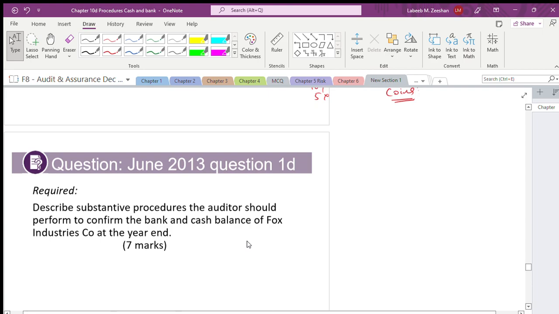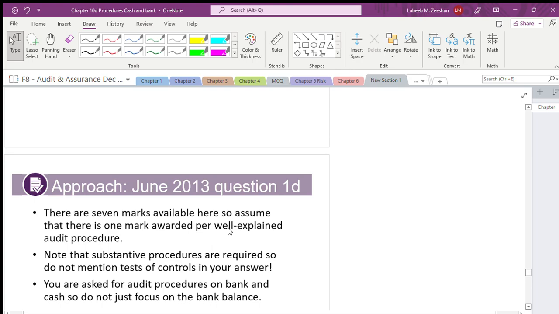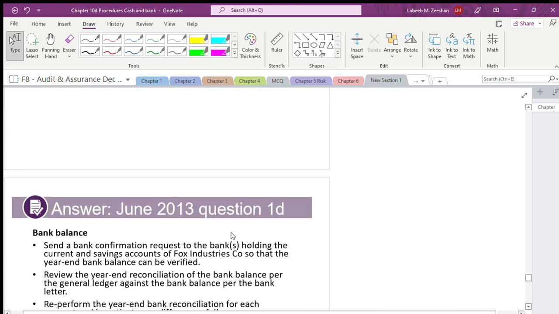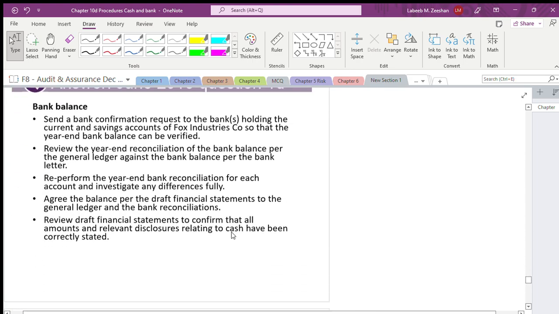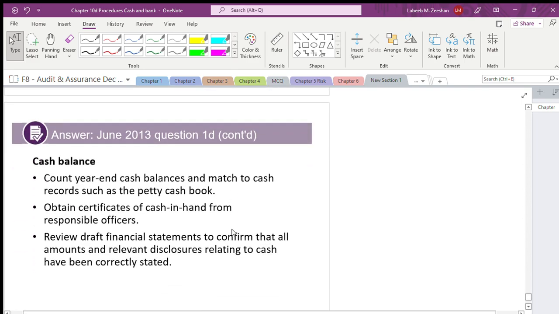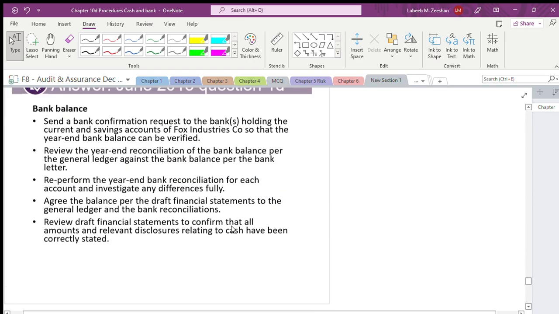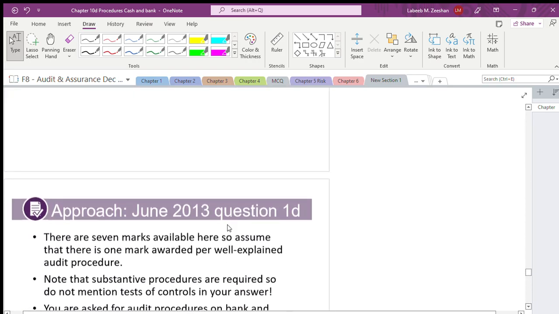The question says: describe substantive procedures the auditor should perform to confirm bank and cash for Fox Industry. If it is there, fine. If it is not there, we will do it. We will do it in the June 2013 question. We will cover this and simultaneously we will do that.